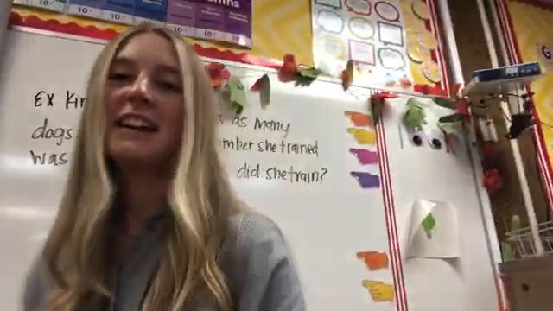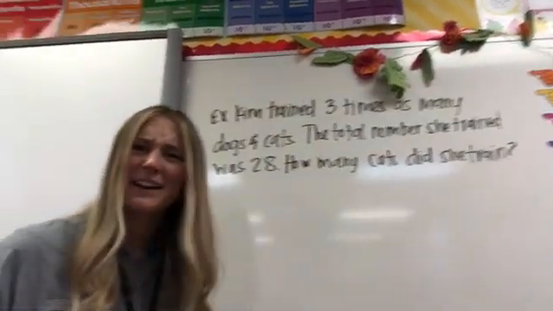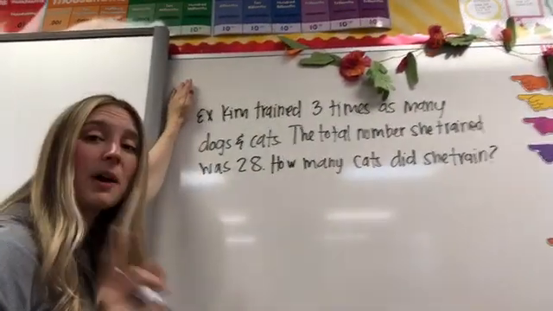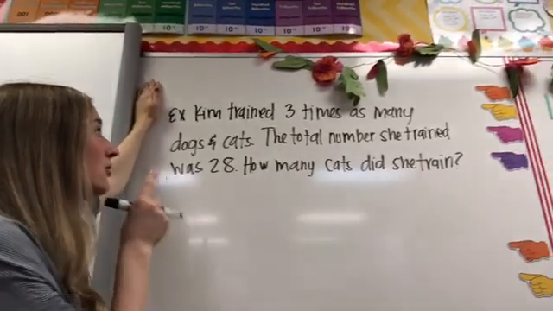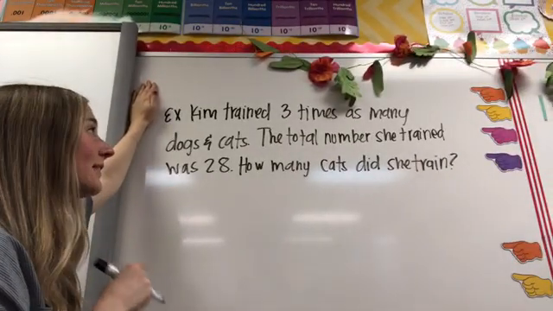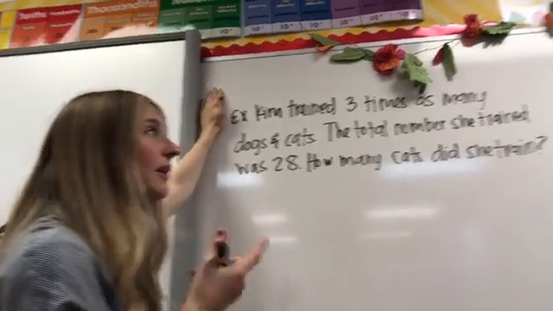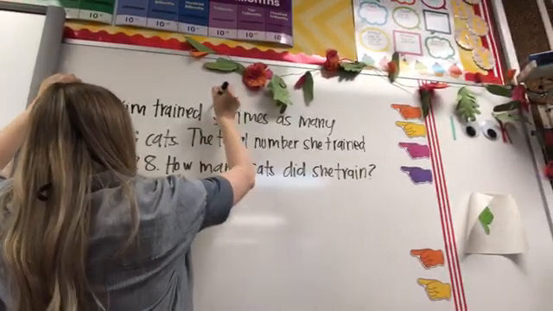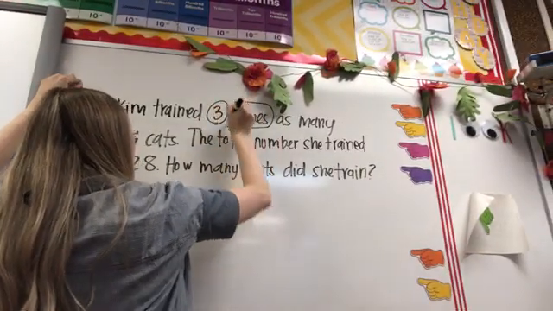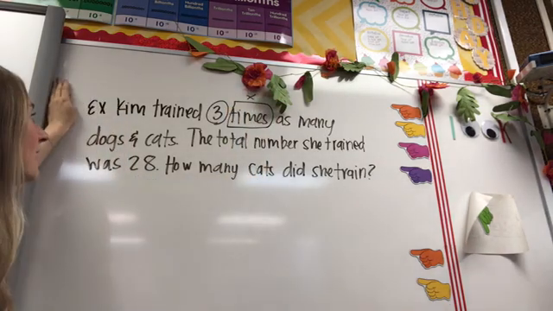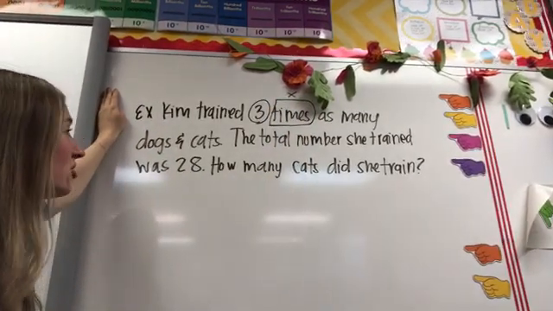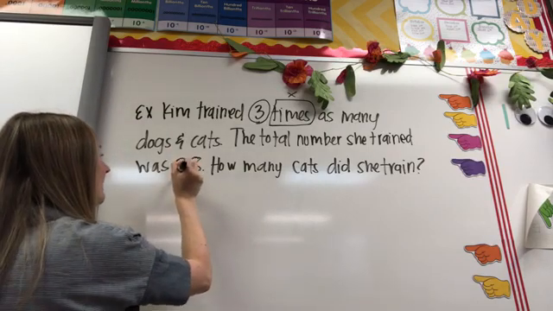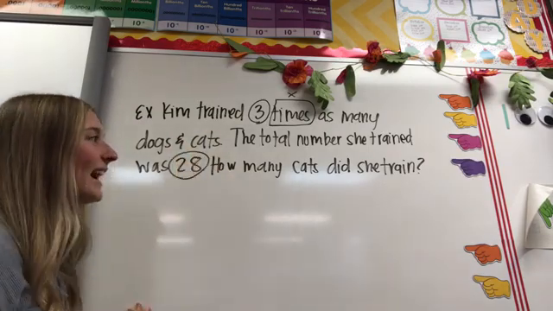All right, I'm going to give you your challenge problem, or your first pause problem. We only have 1 pause problem today. Okay? So lucky you. But try your best, okay? All right, here is your pause problem. It says, Kim trained 3 times as many dogs as cats. So I am already going to help you out. I'm going to say, we know Kim trained 3, and times means to multiply. Many dogs as cats. The total number she trained was 28. So I'm going to circle 28. How many cats did she train?